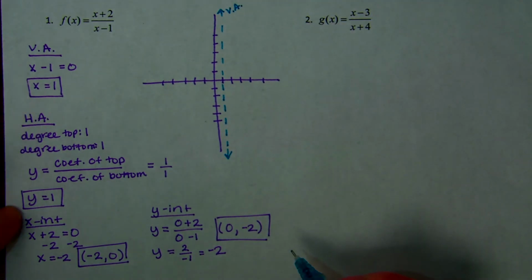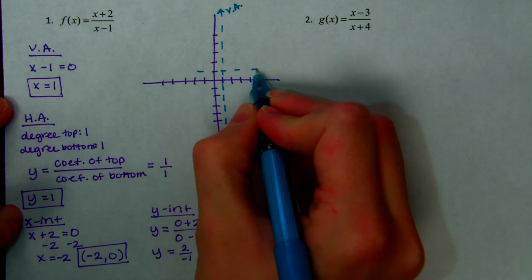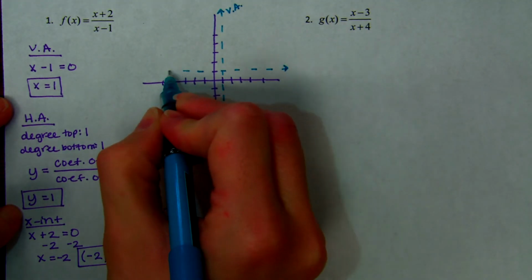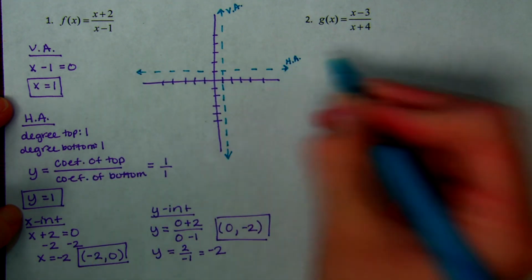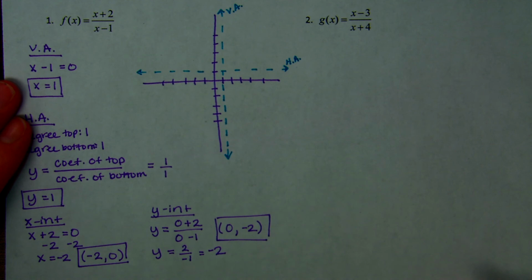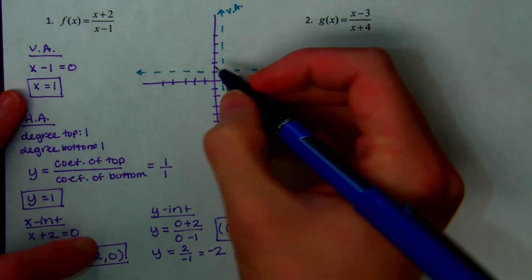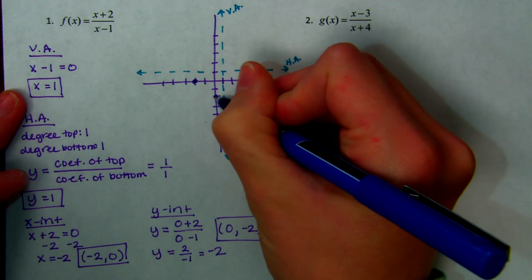Your horizontal asymptote is a horizontal line at y equals 1. So I'm going to draw a horizontal line at y equals 1. And then what we do is we graph our x and our y intercepts. So my x-intercept is at negative 2, 0, and my y-intercept's at 0, negative 2.